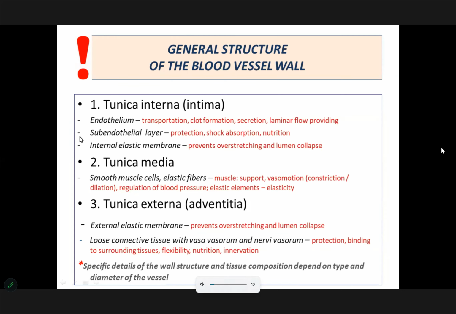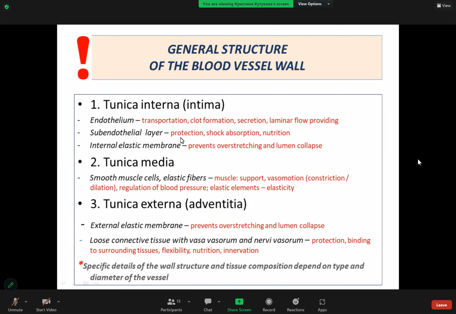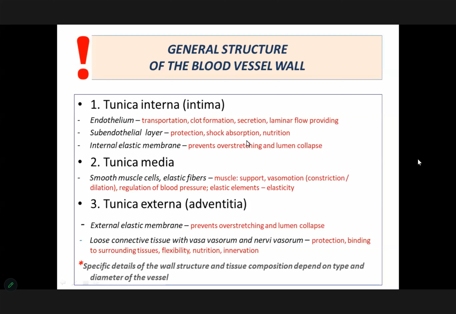Next, the subendothelial layer is a layer of loose fibrous connective tissue. It provides protection, shock absorption during the pulse wave, and also nutrition of underlying tissues inside the blood vessel wall. And the outermost layer of the intima is the internal elastic membrane.